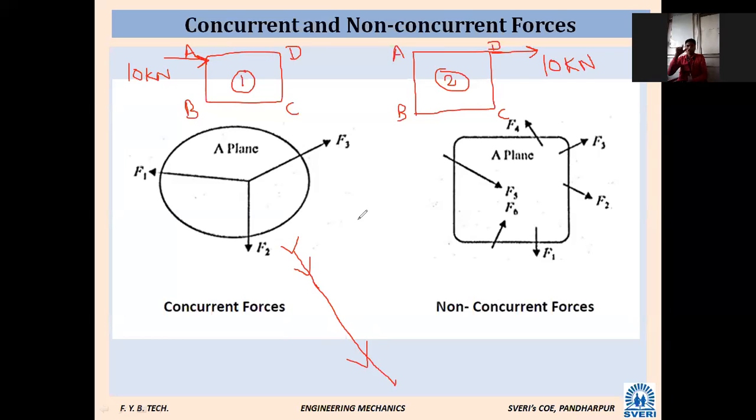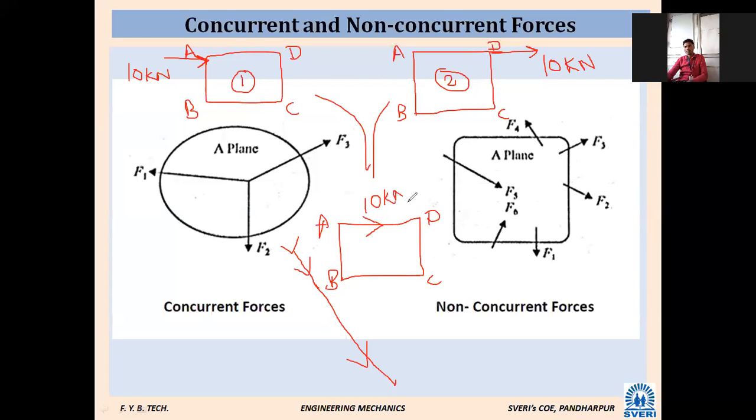That's why, whatever horizontal line is there, that 10 kilonewton force you can show anywhere on that horizontal line, line AD. Here also you can show. Suppose I show both diagrams again, combined here. I can show it something like this. Here A, B, C, D. Here also I can show, the effect will remain same, 10 kilonewton in this way. It is called the law of transmissibility of force.